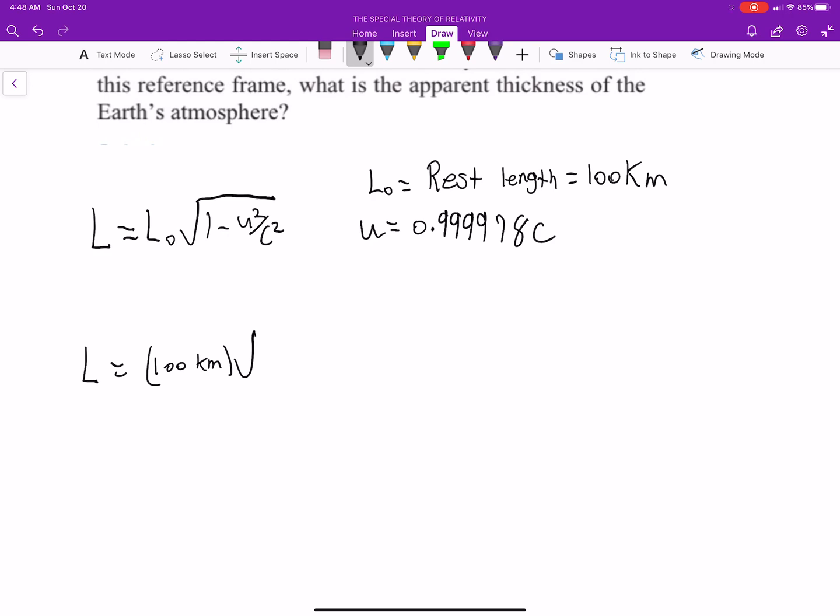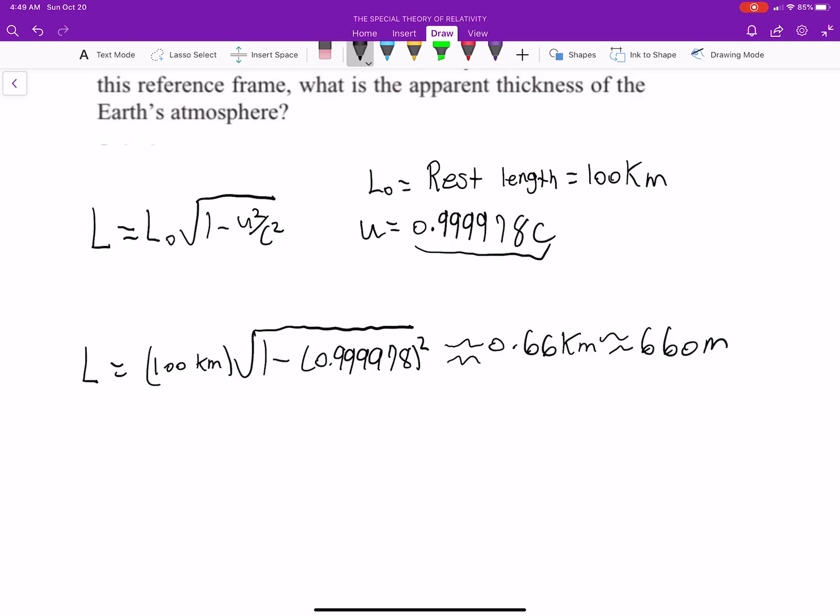kilometers times the square root of 1 minus, the c squareds cancel, so you just get 0.99998 squared. Right, u squared, that's this whole thing squared. So this c squared will cancel with that c squared. If you plug all this in, you'll get about 0.66 kilometers, which is about 660 meters. Now this bit over here is the length contraction.